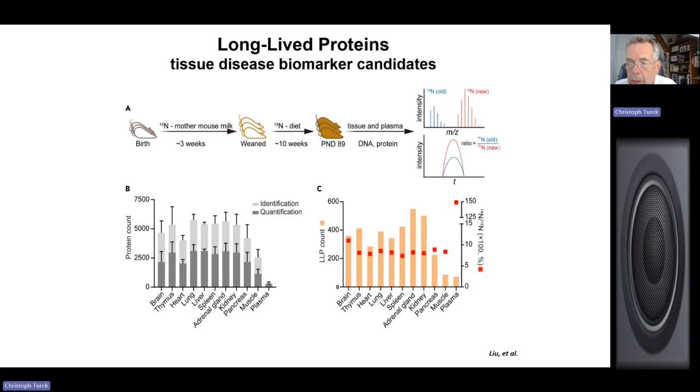But what was really surprising is this result here, namely the plasma. Although we identified the smallest amount of proteins, which is not surprising because plasma is very hard to comprehensively identify with mass spectrometry due to all the abundant proteins in plasma, surprisingly, we found the most long-lived proteins in there. And that's, of course, a worry, right? If you have a lot of these long-lived proteins in there, they may get damaged and may, on the other hand, be of value for diagnostics.